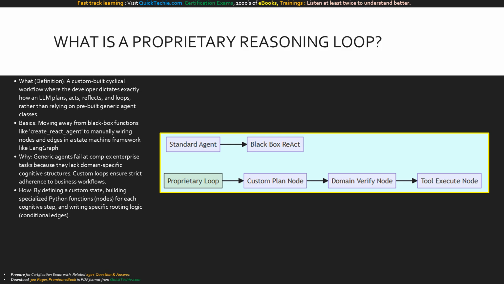On the top, the standard agent feeds into a black box where the reasoning is hidden. On the bottom, our proprietary loop exposes the cognitive steps. We explicitly wire a custom plan node, followed by a domain verification node, and finally a tool execution node. You control the exact sequence of thoughts.